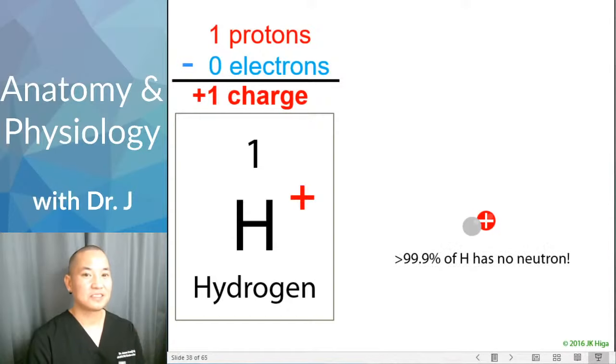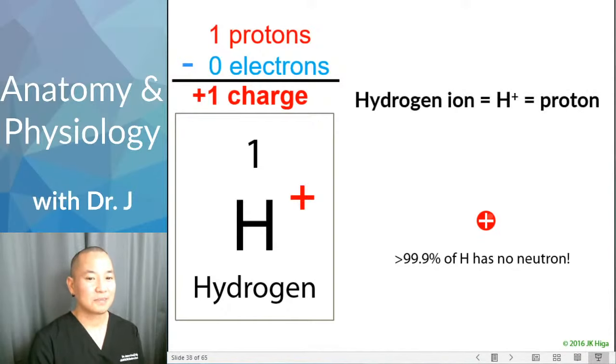So the other twist is that, look at this, 99.9% of all the hydrogen atoms in the universe actually have no neutron. So it's a nucleus, but just a proton. So this is why you might often, and I do this interchangeably too, hydrogen ion equals H plus equals protons, because if this hydrogen does not have a neutron to begin with and it loses its electron, it just becomes a naked proton with nothing else. So this is why hydrogen ions are typically protons in the human body.